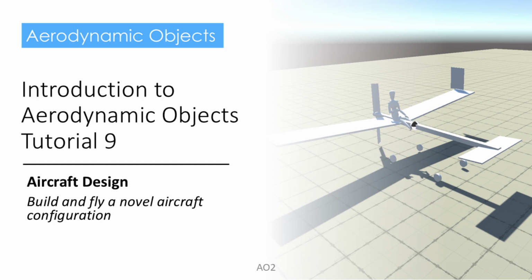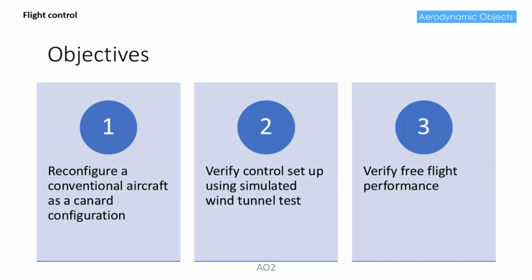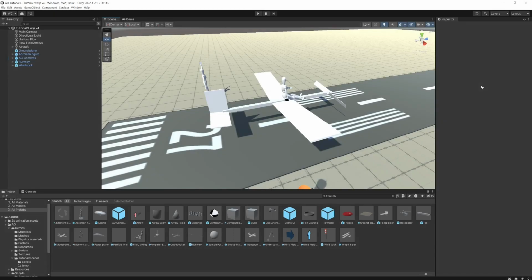Hi, welcome to Introduction to Aerodynamic Objects Tutorial 9, Aircraft Design. In this tutorial what you're going to do is reconfigure an existing conventional aircraft into a canard configuration. We're going to verify our control setup using simulated wind tunnel tests, and then we're going to demonstrate successful free flight.